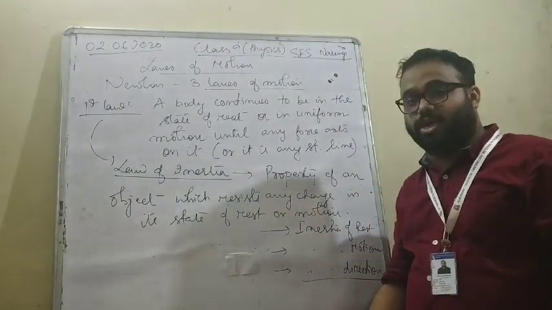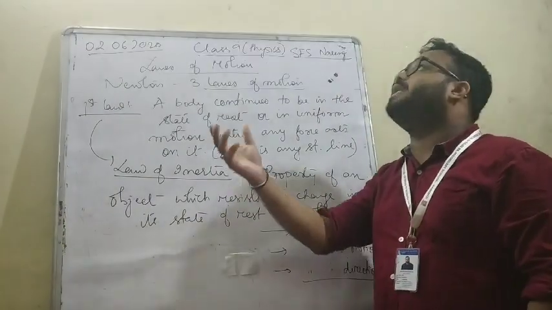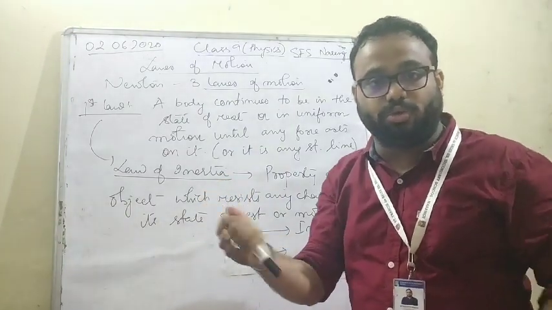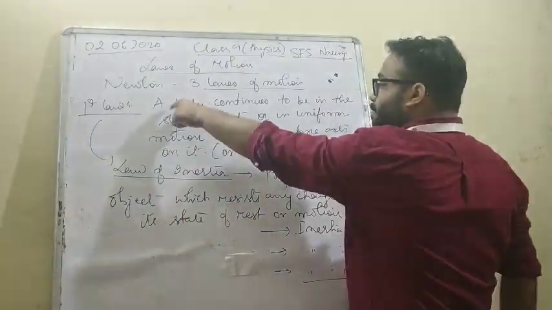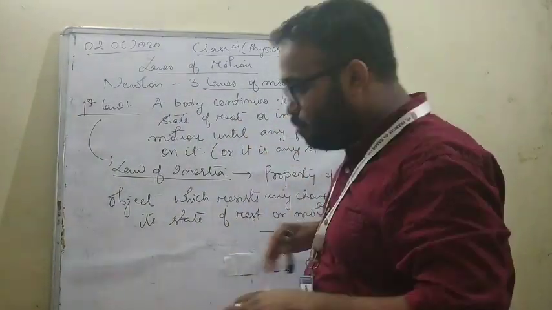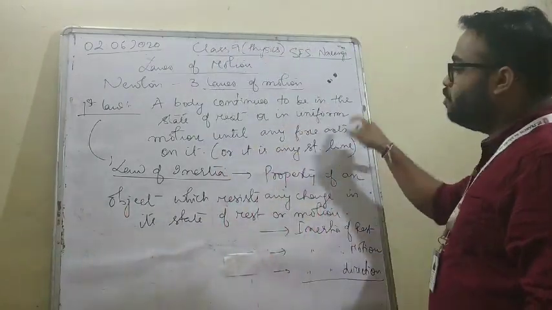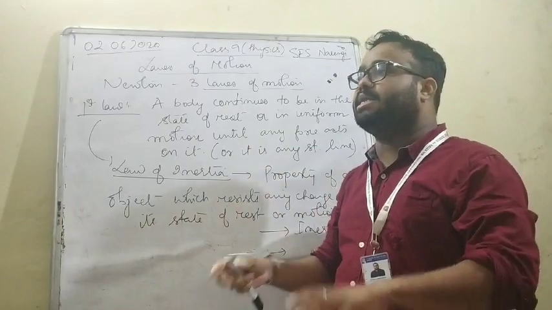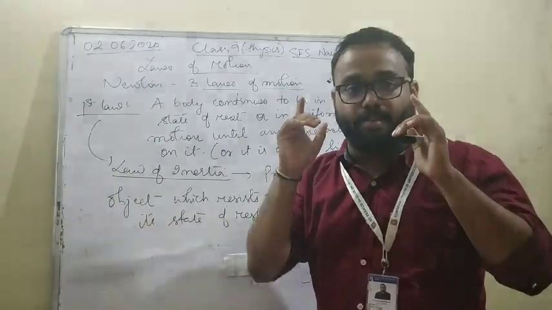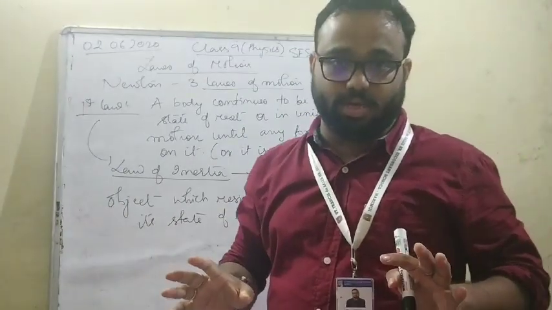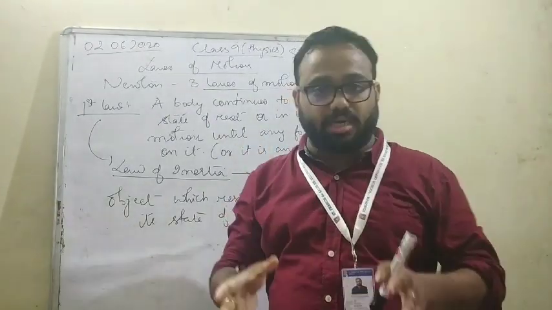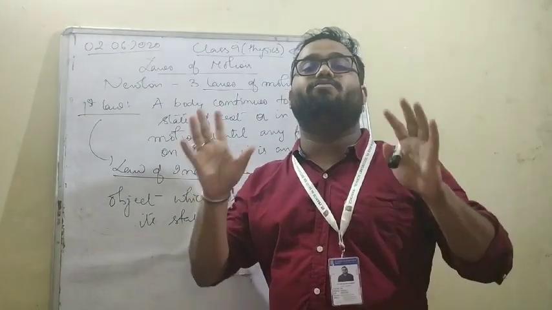Now the pen is in motion. Suppose I lift the pen up and I apply force to hold it. So the pen comes to rest. Which means what? A body continues to be in the state of rest or in uniform motion until any force acts on it. Unless we apply some force, a body at rest will be at rest and a body in motion will be in motion. The body cannot stop on its own. Either to start the body or to stop the body, you need to apply a force.